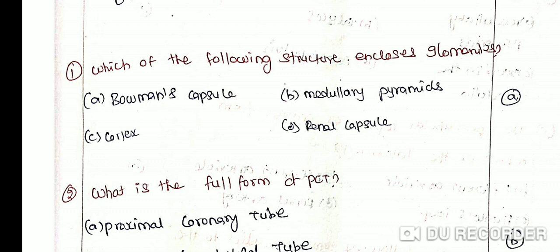The renal tubule, Bowman's capsule, encloses the glomerulus. Bowman's capsule is a double-walled cup-like structure. Glomerulus along with the Bowman's capsule is called Malpighian body. The inner wall of Bowman's capsule consists of a special type of cells known as podocytes.